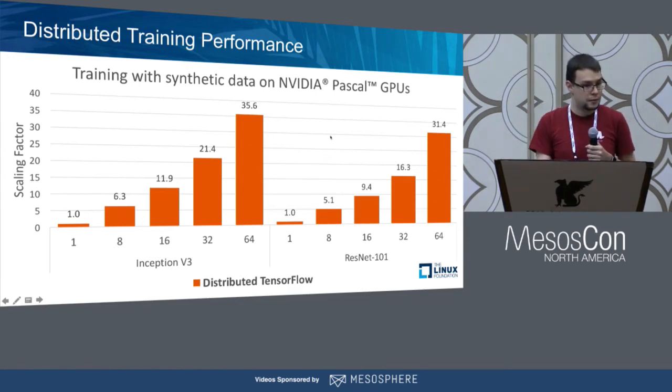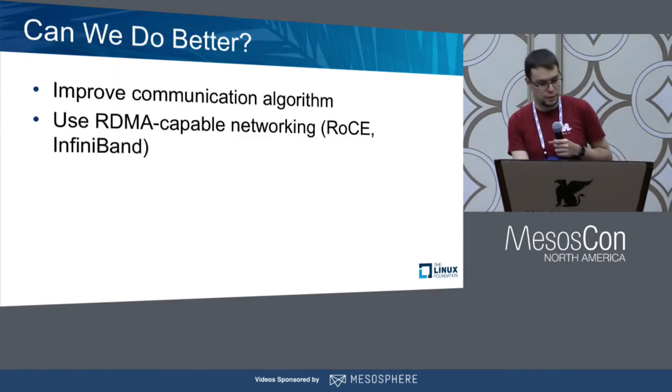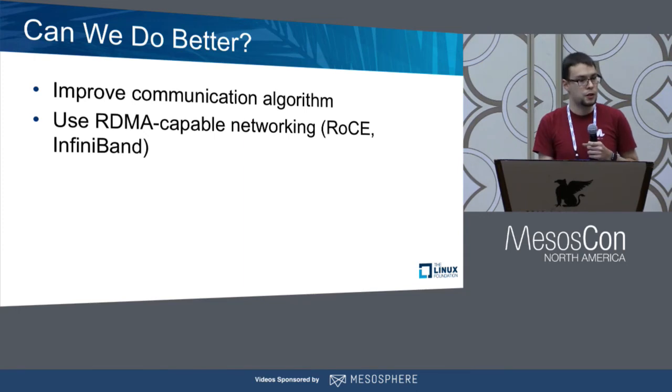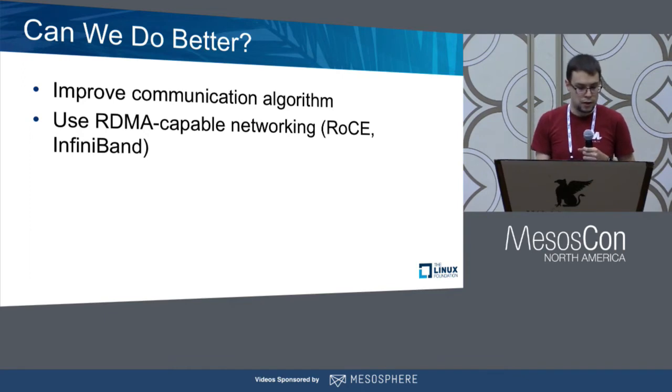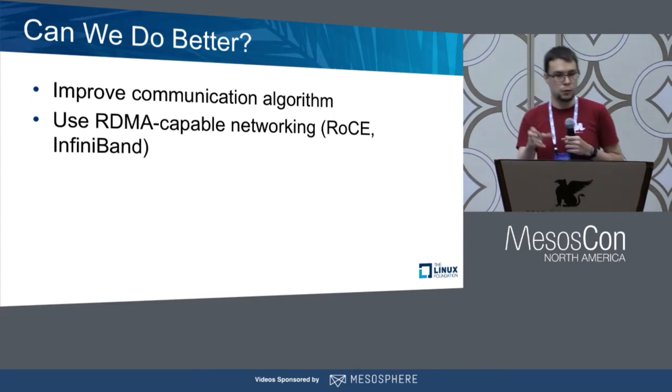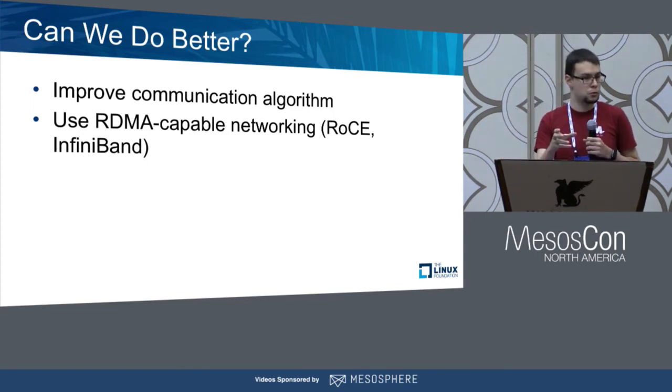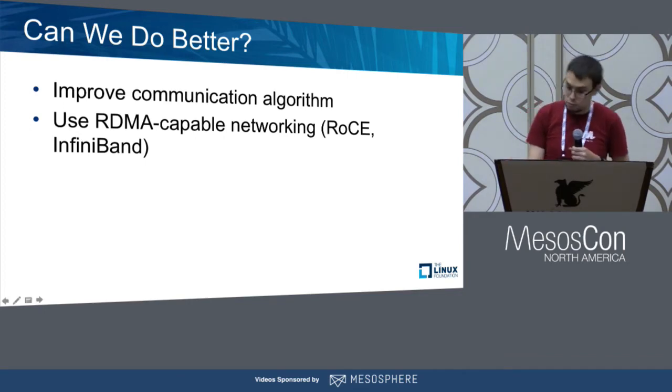How can we do better? What's wrong with this model? We can do two things. First, we can change the communication algorithm. So instead of doing all-to-all or all-to-one, maybe we can do something else. Second, we can try to use a different kind of networking, because we exchange gigabytes of data every second. Maybe we can offload doing so from the CPU to the NICs themselves.